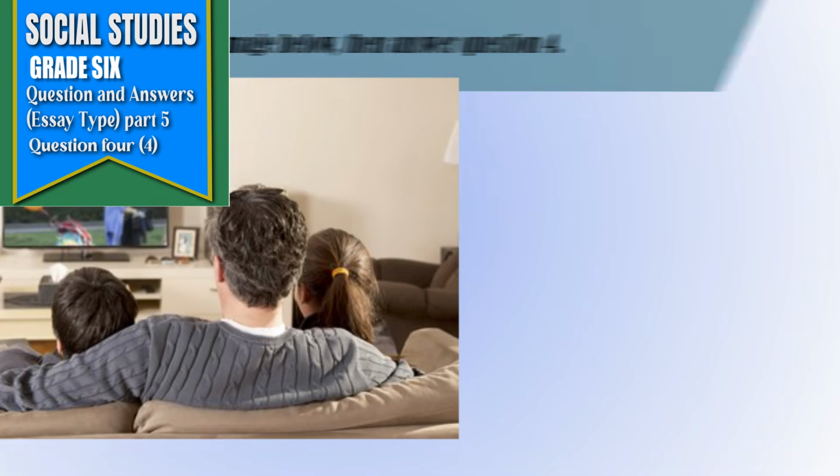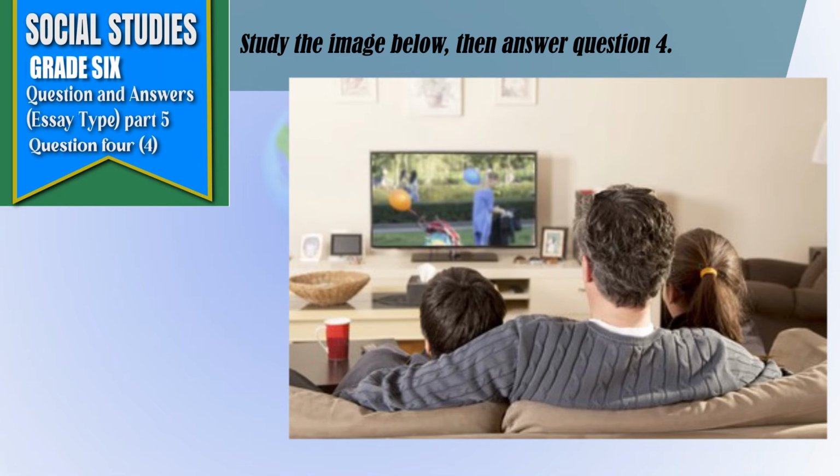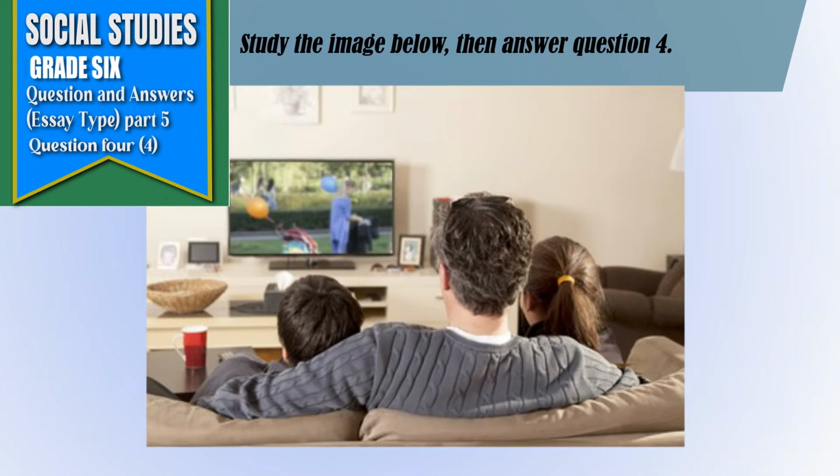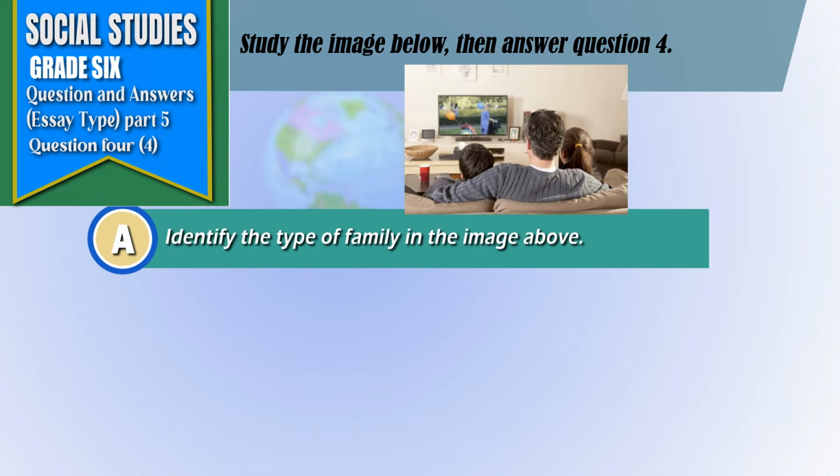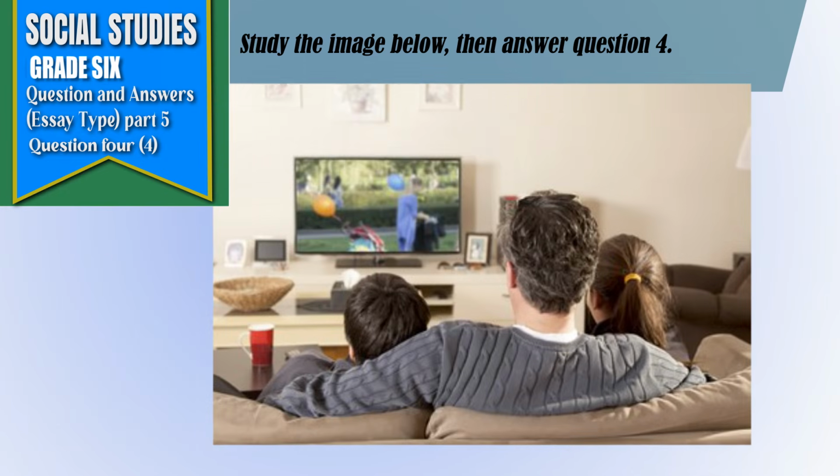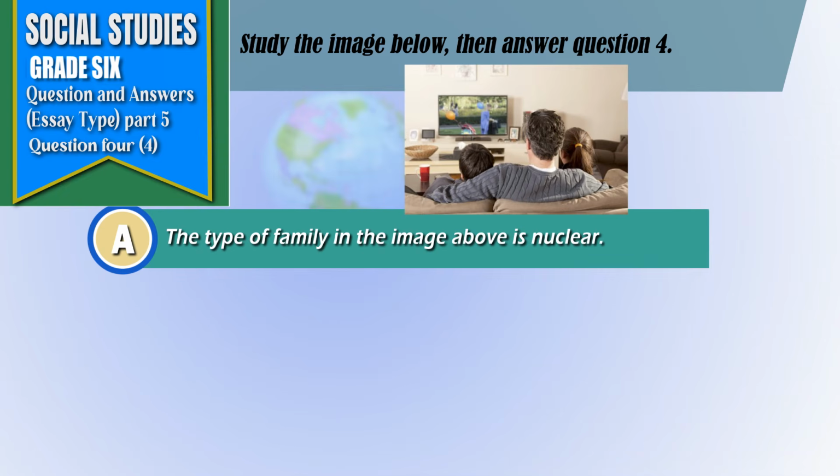And our last question. Study the image below, then answer question 4. The image represents a family. And in that family, we see members. We see there is a father, a mother, and a child. So the question at A: identify the type of family in the image. The type of family in the image above is nuclear.